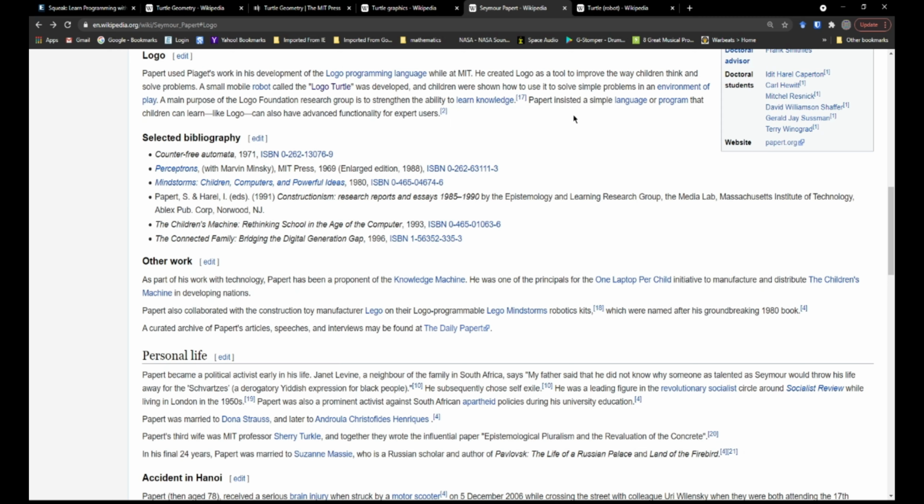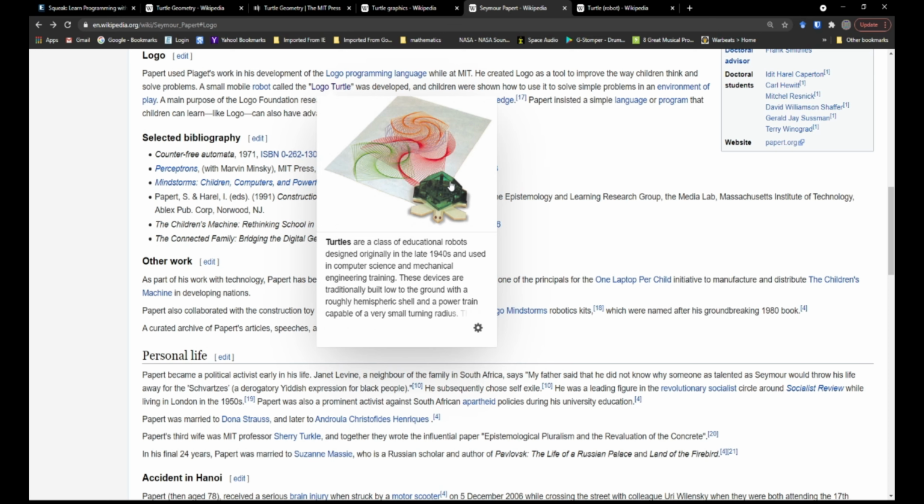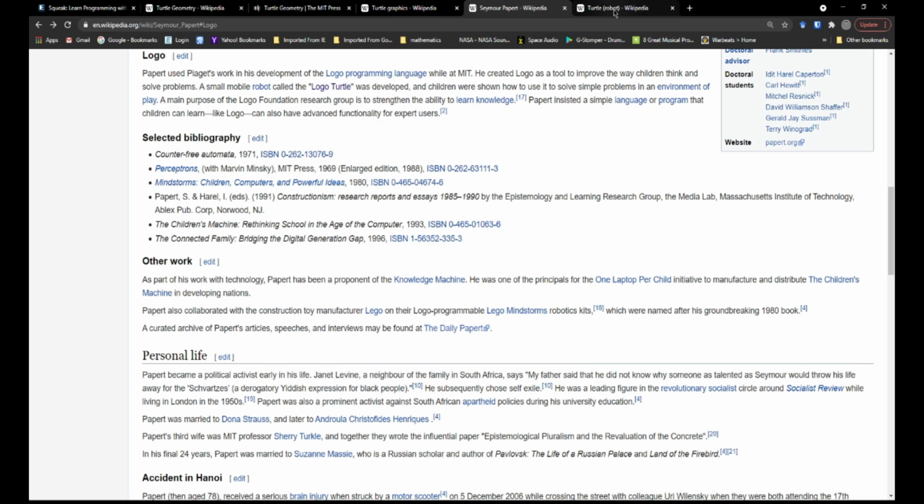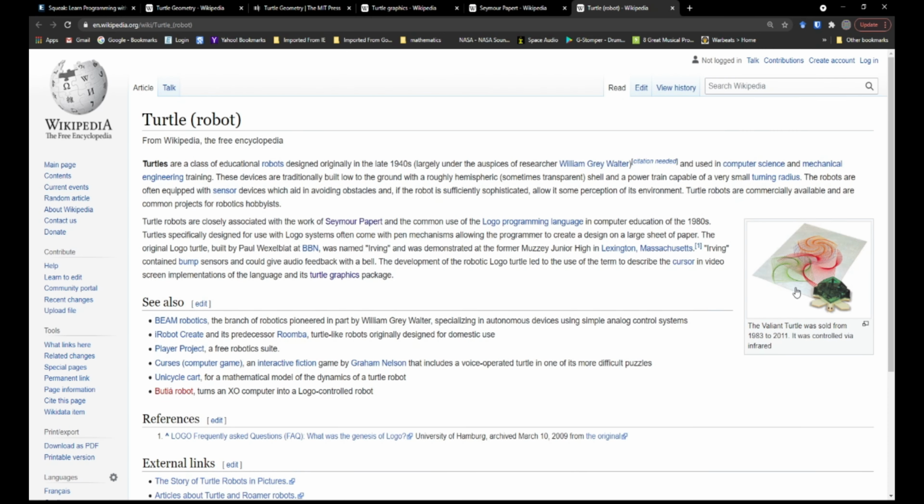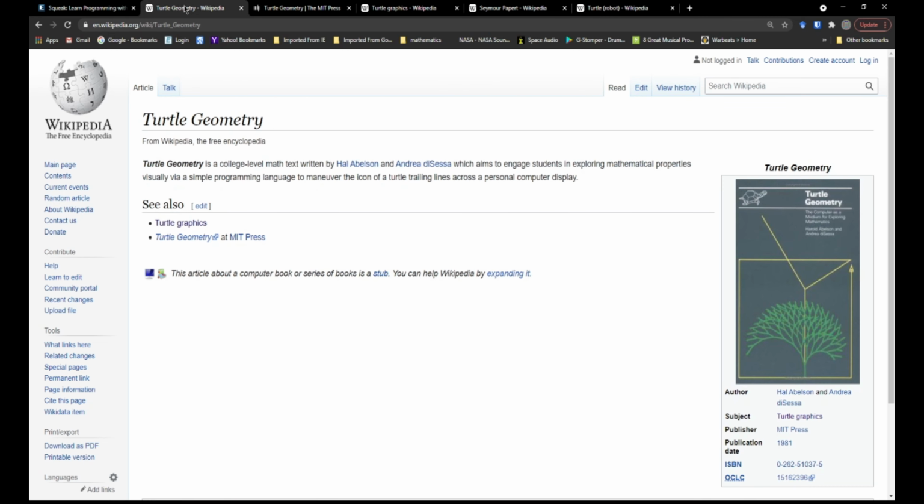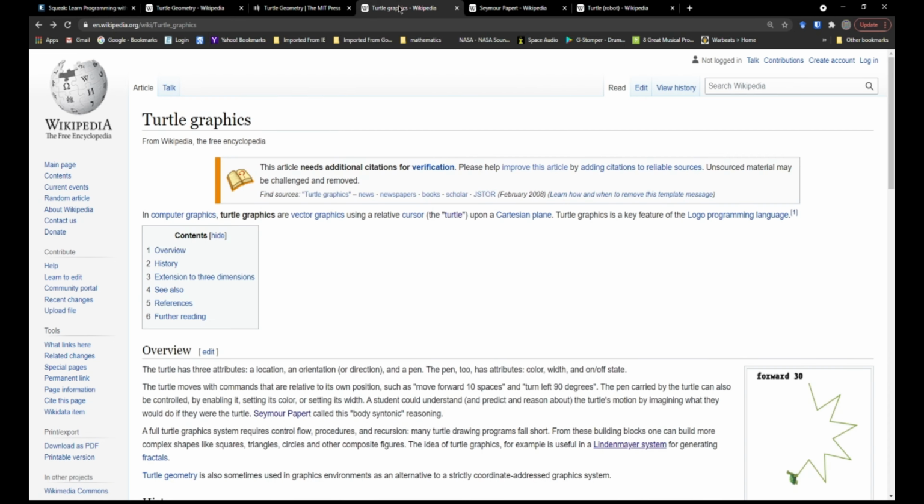And in fact, he had put together a small Logo turtle robot in order to actually draw these shapes physically. So you program the robot to turn this much, move that much, and so on and so forth, and create these beautiful patterns. So that's the gist of what turtle geometry and turtle graphics are about.